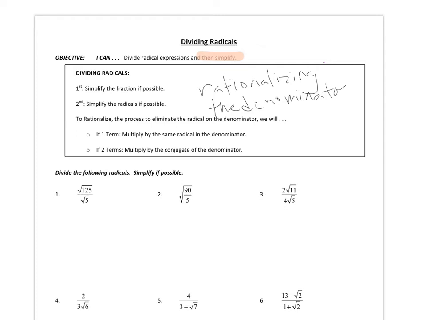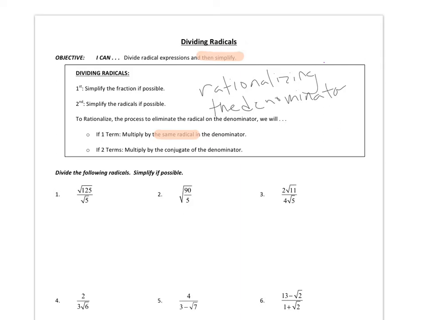Here is what you will need to do if you want to rationalize the denominator, or eliminate the radical from your denominator. In step one, be sure that you multiply, if there's a single term, rather than 2, 3, 4 terms, by the same radical as what you have in the denominator.